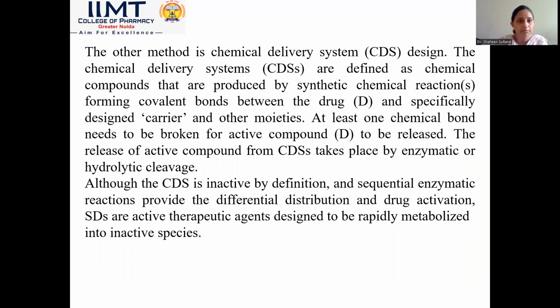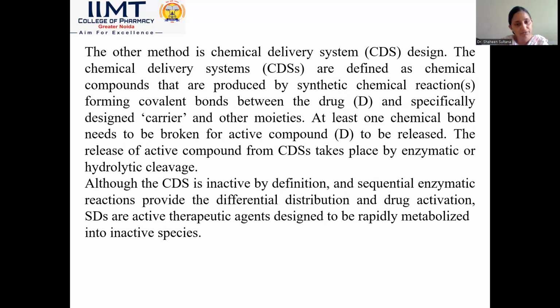So the chemical delivery system is the delivery system that is made up of chemical compounds produced by chemical reaction. That means it forms a covalent bond between the drug and the carrier. The drug is able to produce the therapeutic effect, and the carrier is what? That is to deliver the drug to the targeting area. At least one chemical bond has to be broken. The drug and your targeting molecule are bound together by a particular chemical bond. This bond has to be broken by the enzyme or by hydrolysis. Now the CDS is inactive, but upon hydrolysis, upon enzymatic degradation, it becomes active.